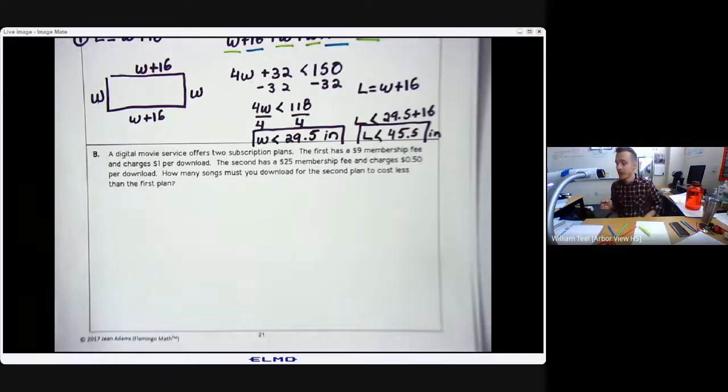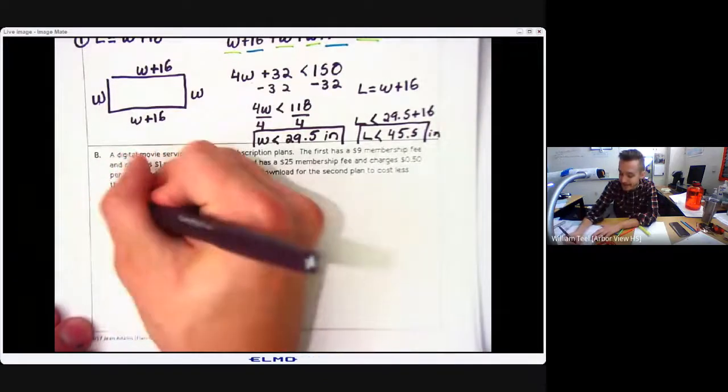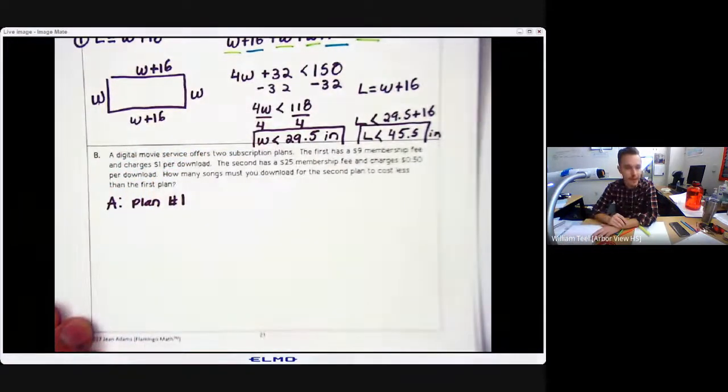All right, well, let's go ahead and take a look at what we have here. I'm going to go ahead and break this up into 2 different things. I'm going to say that A is plan number 1. I just want to make this a little bit more organized for myself.